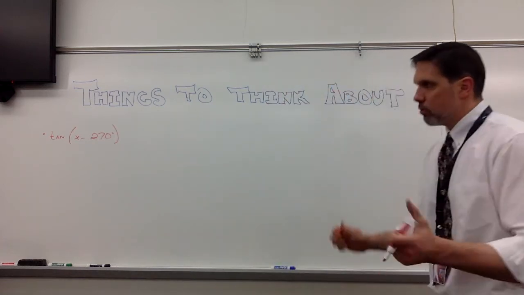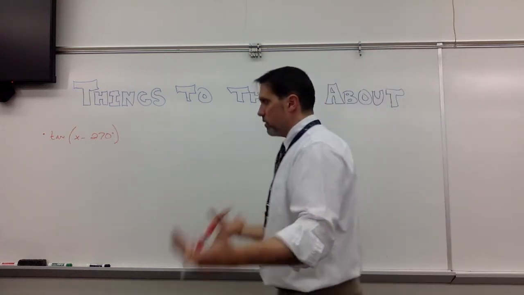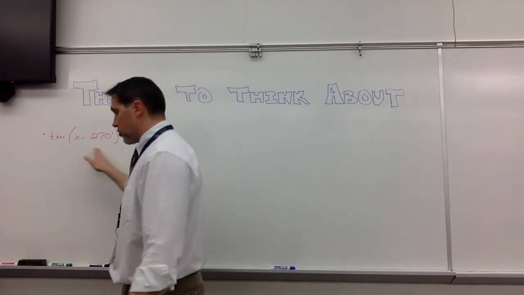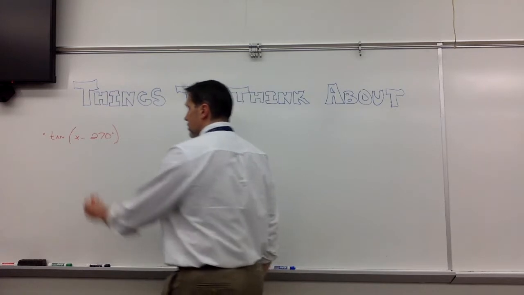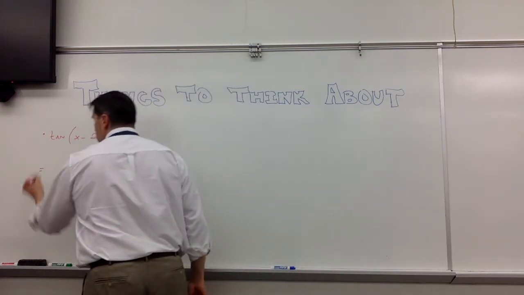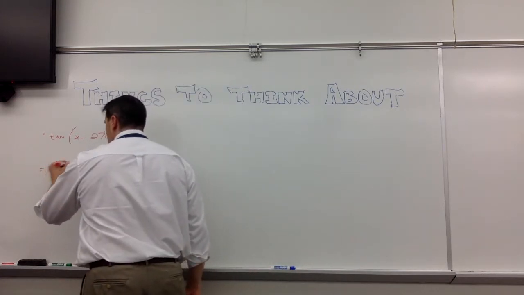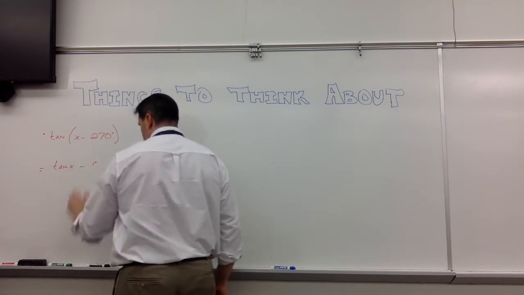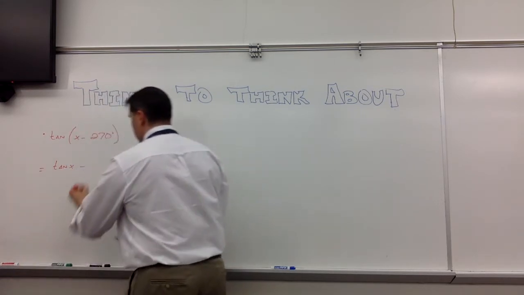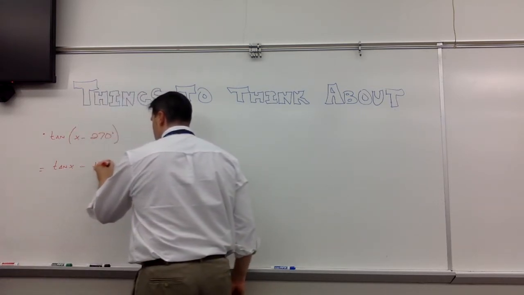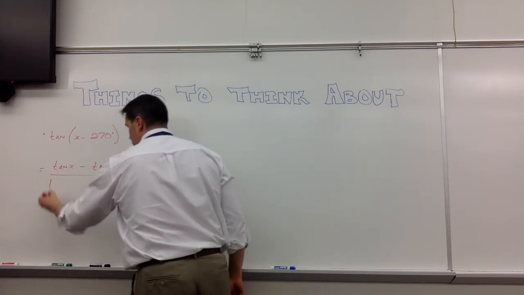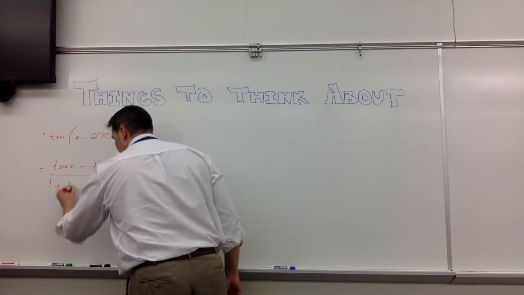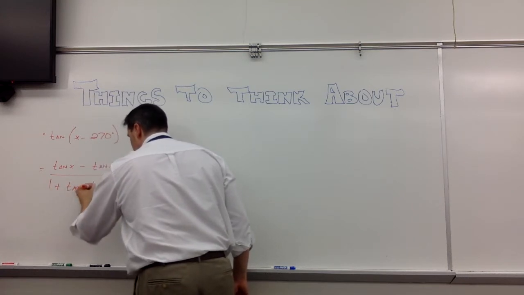Next bullet point asks you to evaluate tangent of x minus 270. You think, okay, well, I'm not going to distribute. I'm not falling for that old trick. I have to use the tangent difference formula. Makes sense. I would think so. So we're going tangent of x minus tangent of 270 divided by 1 opposite plus tan of x, tan of 270.